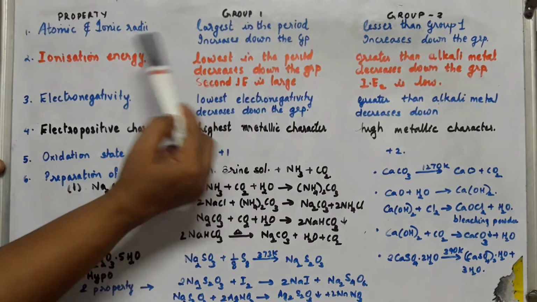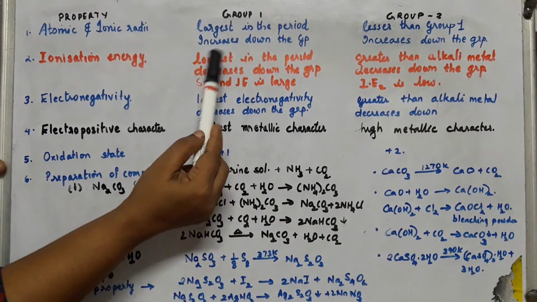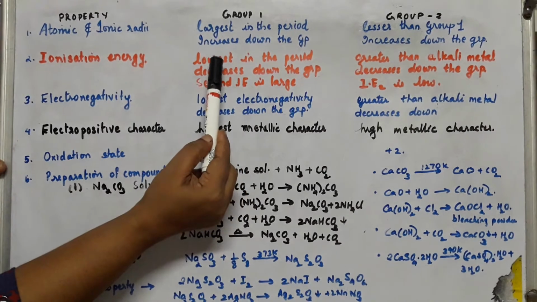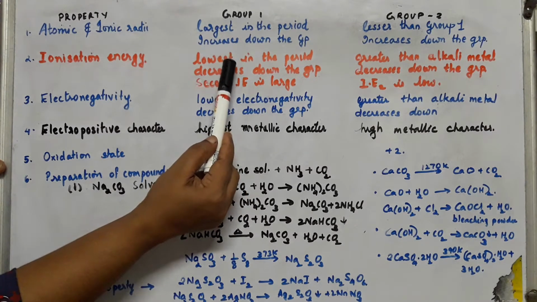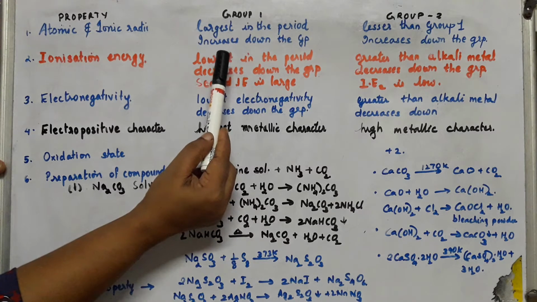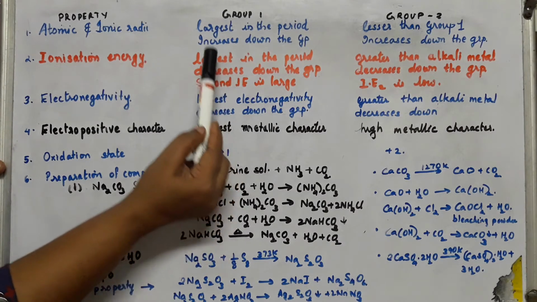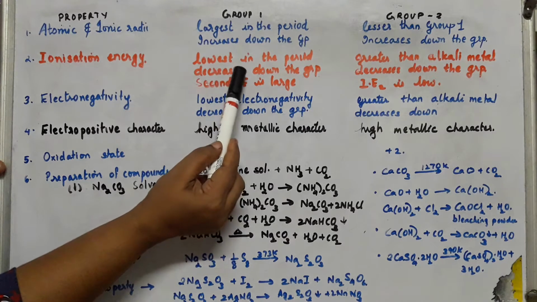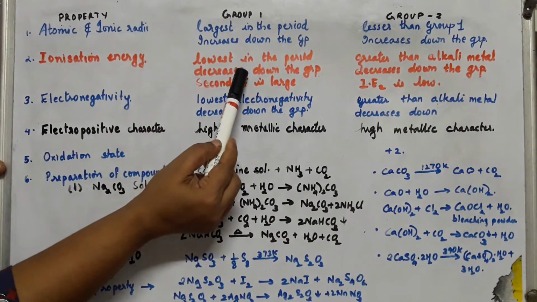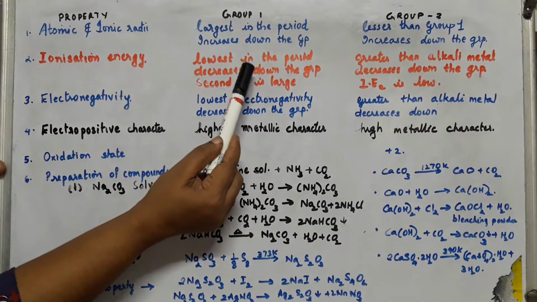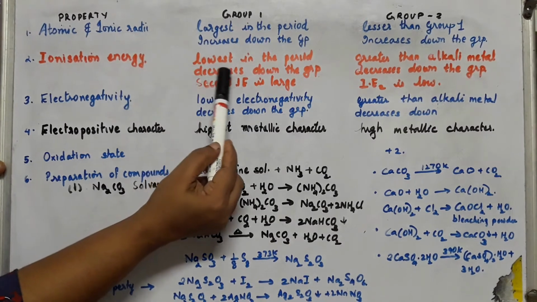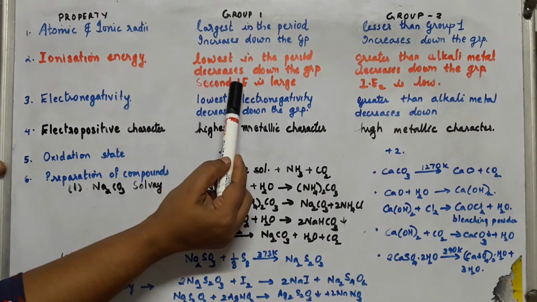The same reason. Now coming to ionization energy, the group 1 elements have the lowest ionization energy in the period. Why does it have the lowest ionization energy? The reason is greater atomic and ionic radii as well as lesser nuclear charge. And down the group we can see that ionization energy decreases. That is because of the increase in atomic radii, and therefore effective nuclear charge comparatively decreases and therefore ionization energy decreases.